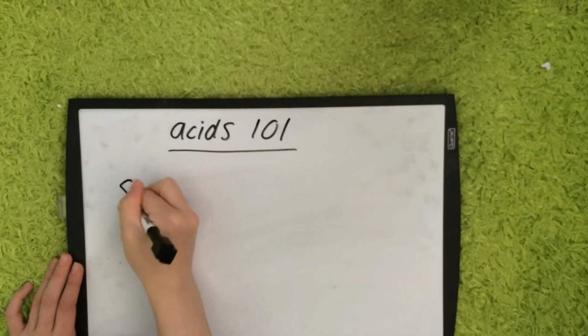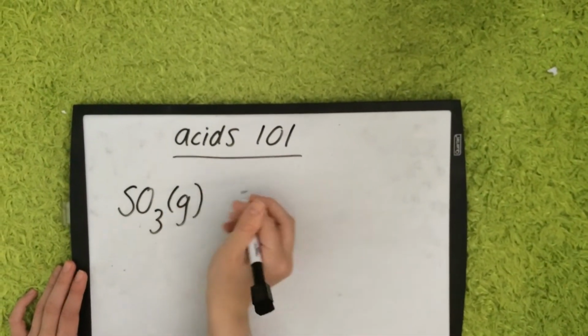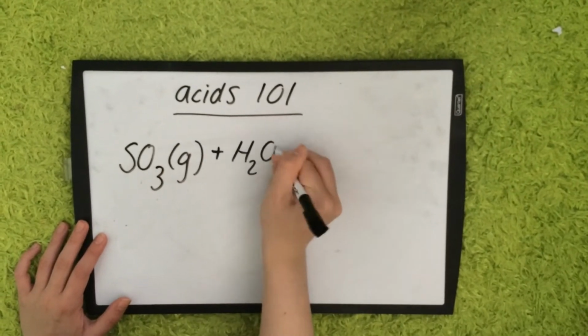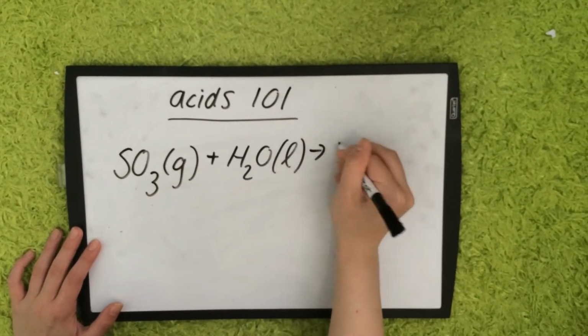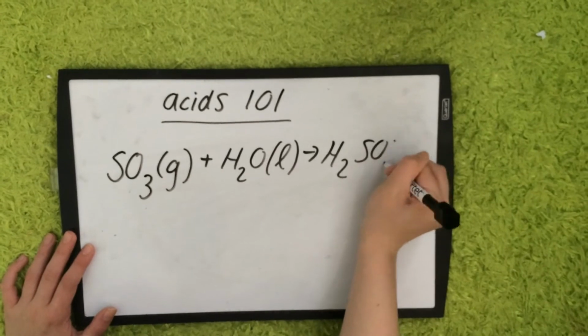To make an acid, you use a nonmetal oxide and water to make the acid. In this example, we are using silver trioxide and water to make sulfuric acid.